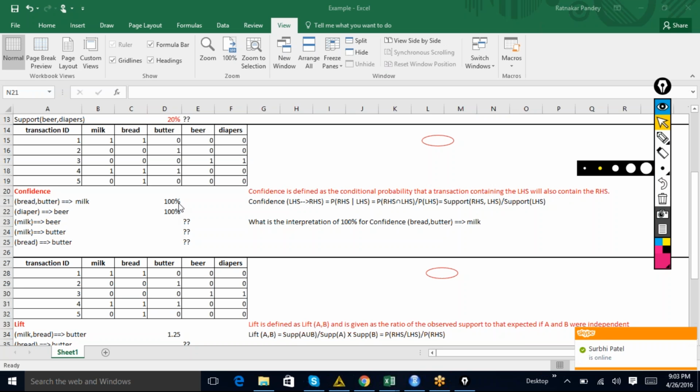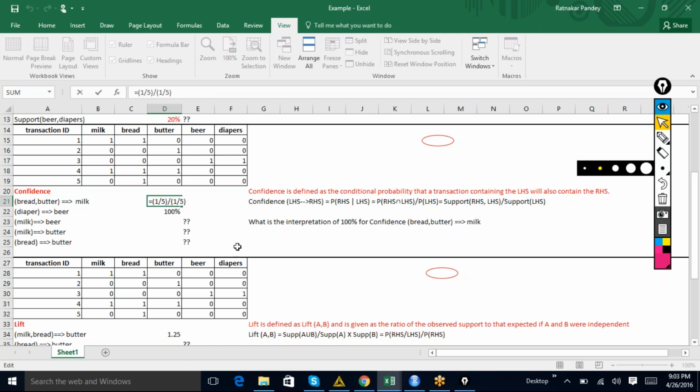So Richa is right. There is just one instance where bread, butter and milk, all three, were bought together. So my numerator is 1 divided by 5. That is divided by the support of the left hand side. How many instances are there where bread and butter have been bought together? 1, right? So that is 1 by 5 divided by 1 by 5, and that's 100%.